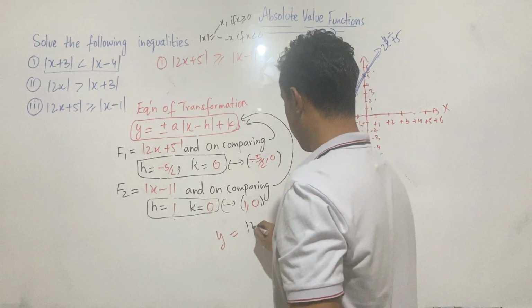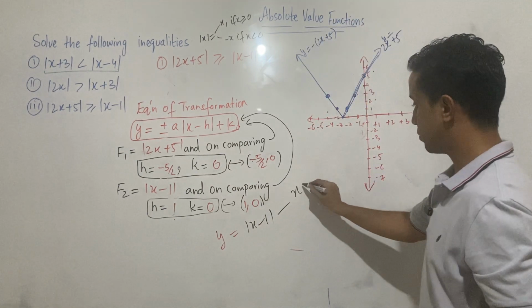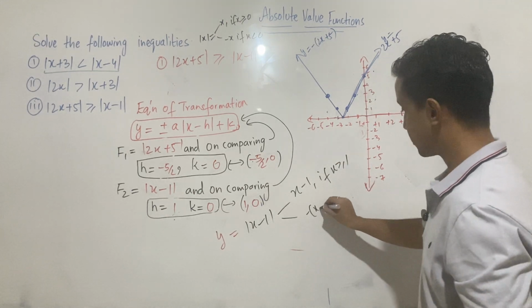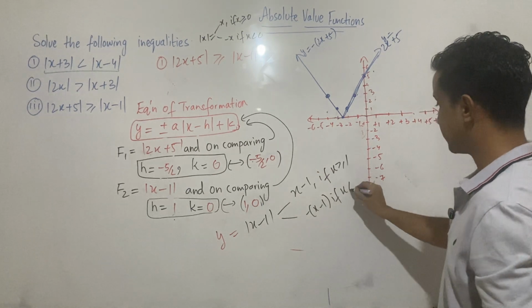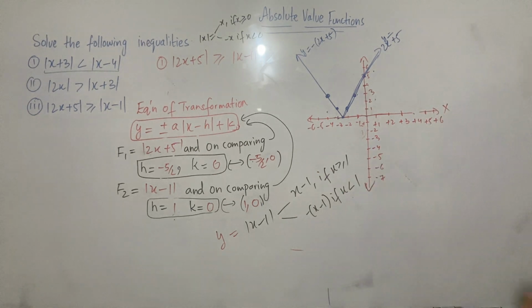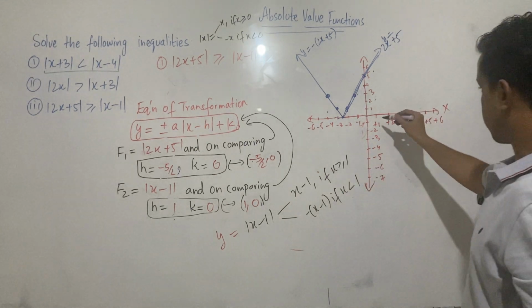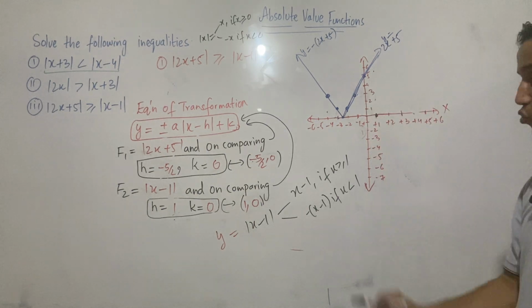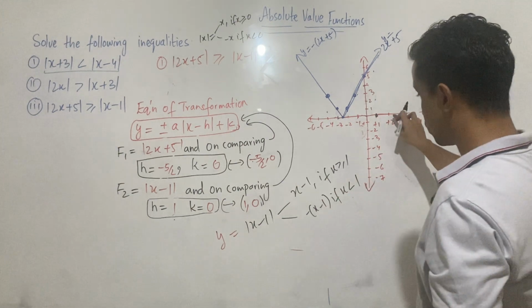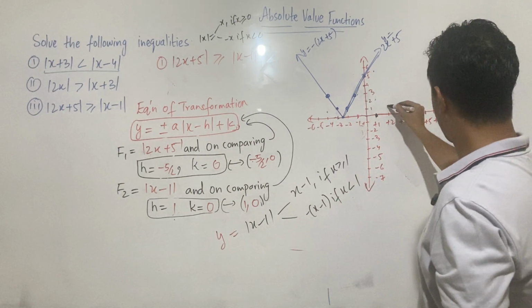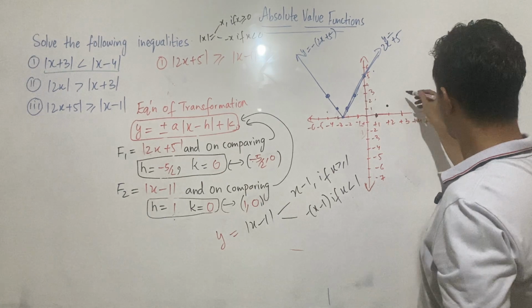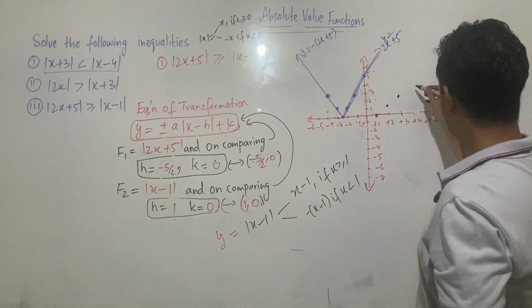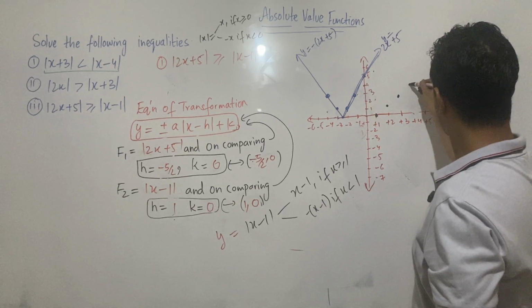It's going to be x minus 1 if x is greater than 1, and minus of x minus 1 if x is less than 1. So the curve is going to be formed here. Let's check for values greater than 1. For 2, it's going to be 1. For 3, 2. For 4, 3.